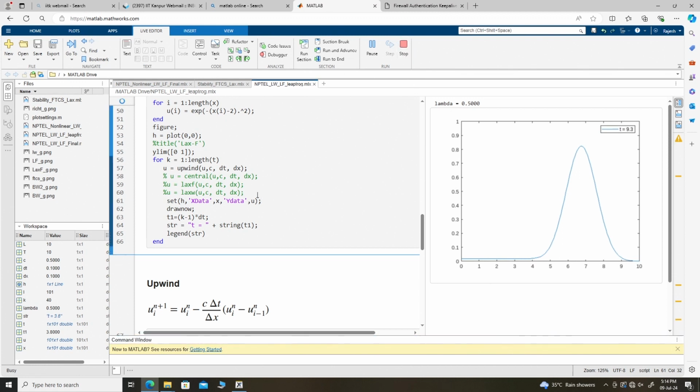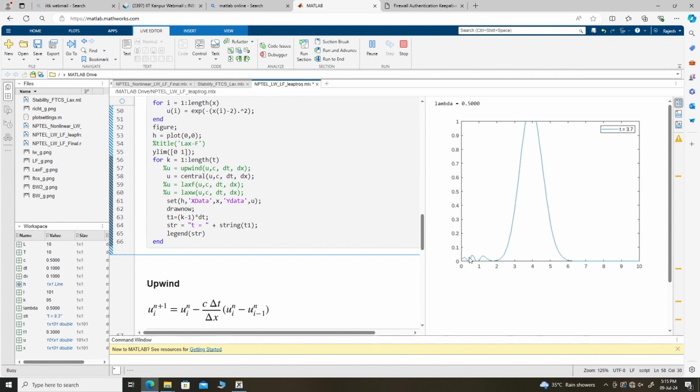Now let's try some other scheme. Let's try the central scheme. We know the central scheme is not stable, but still let's try and see how it behaves. You can see that now it is going above, and these wiggles have started coming. I have limited the y limit probably to 0 to 1. I'll just change the limit and show it to you.